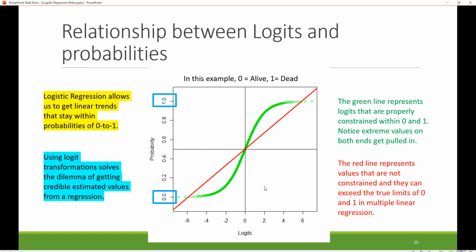So if we used a multiple linear regression, what we would see is this red line that actually goes below 0 or above 1. Logistic regression allows us to get linear trends that stay within probabilities of 0 to 1, such as that green line. Using logit transformation solves the dilemma of getting credible estimated values from regressions. So in other words, we're not going to get predicted values below 0 or above 1, because that logit transformation we're doing allows us to keep values within that limit of 0 and 1.